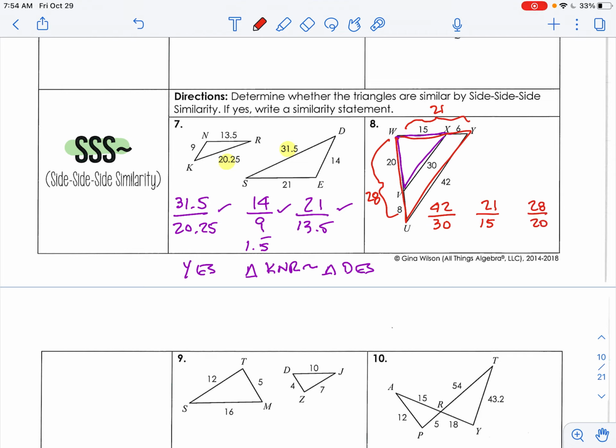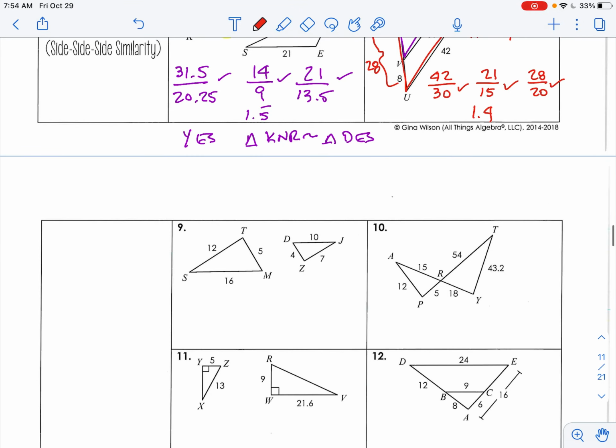Now again, what you want to do on your calculator is check all of these. Okay, if you check the ratios, you're going to get 1.4 for all of them. Check, check, check if you check them. Okay, what that means is yes. And again, if I'm doing the triangle, triangle UWY is similar to triangle VWX. Okay, that's how you would do it.